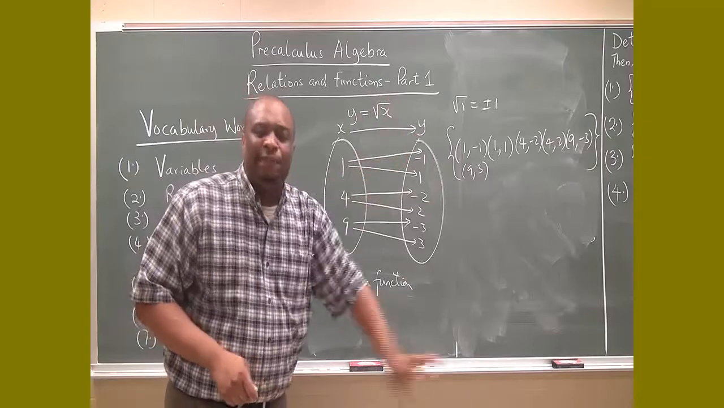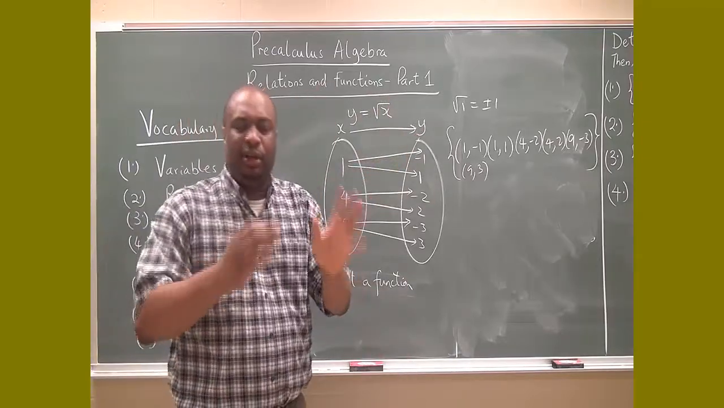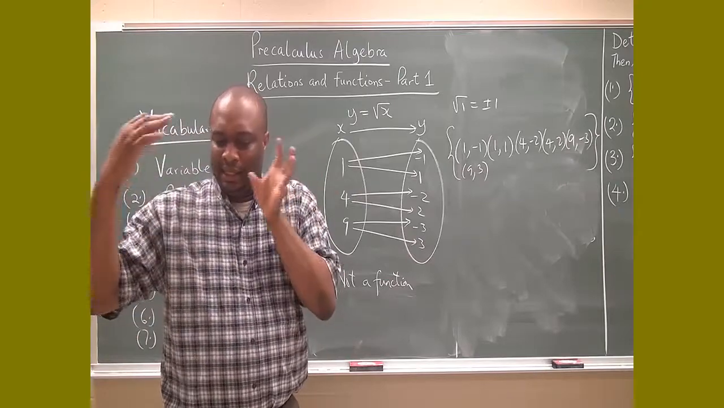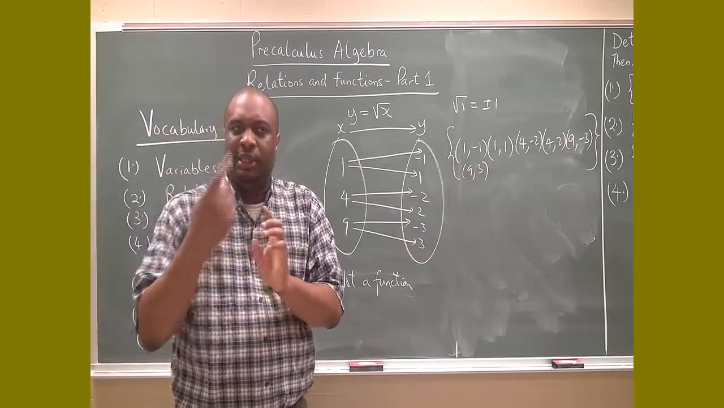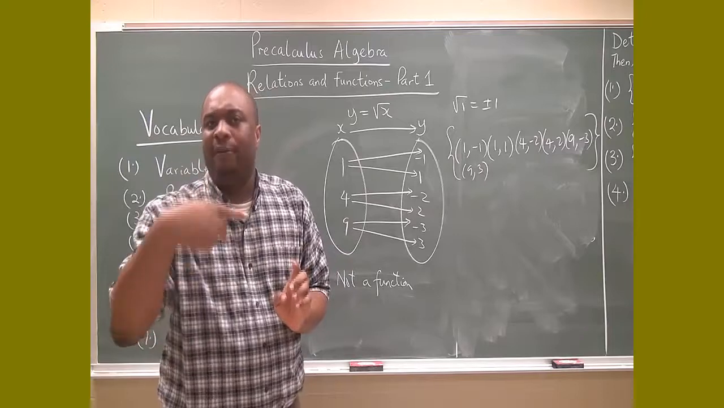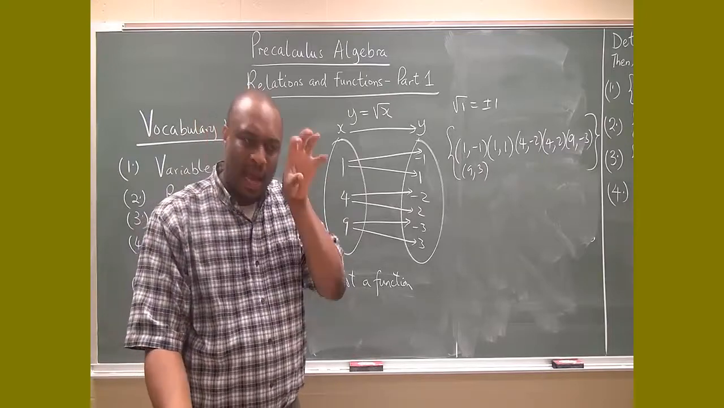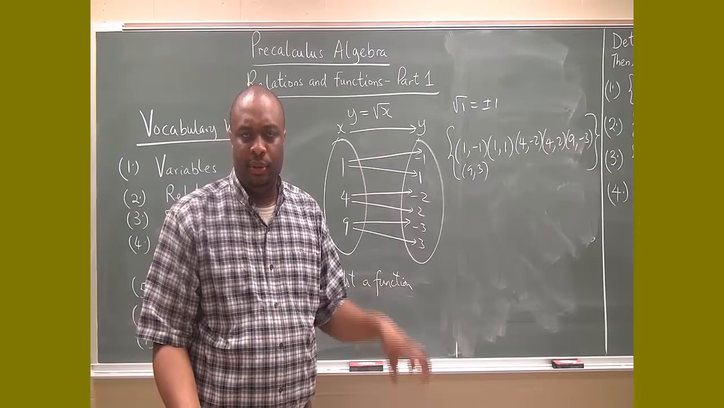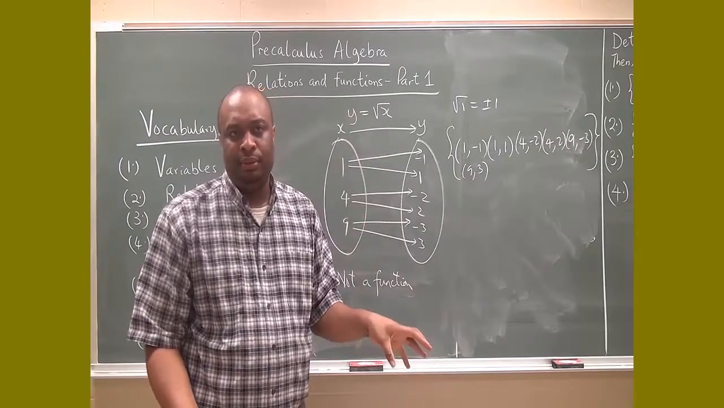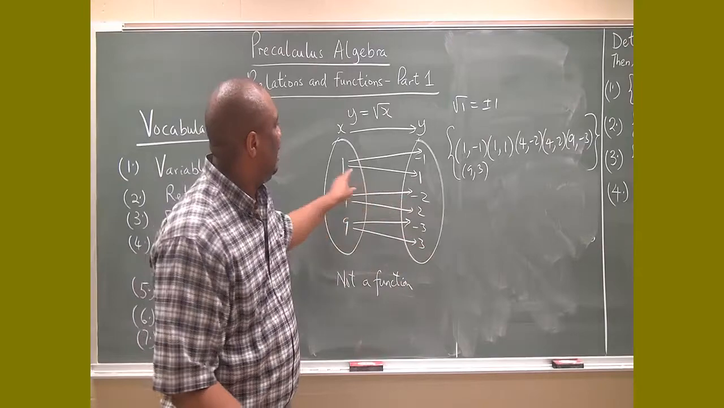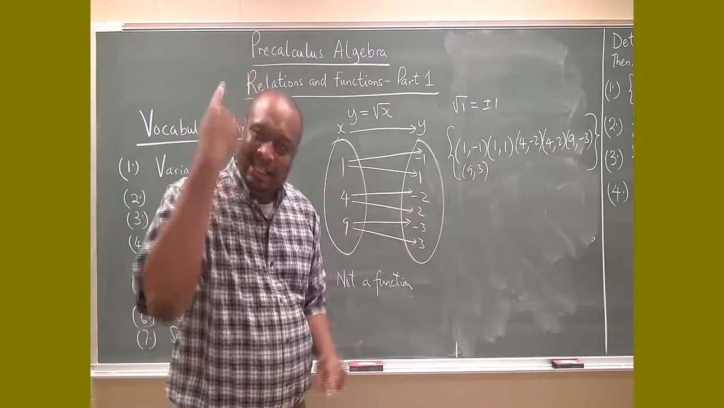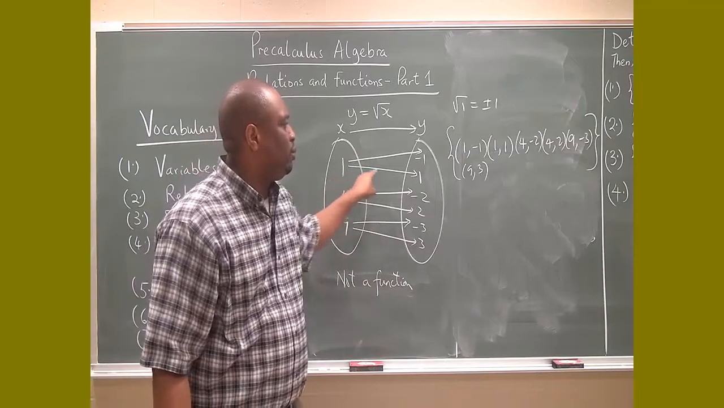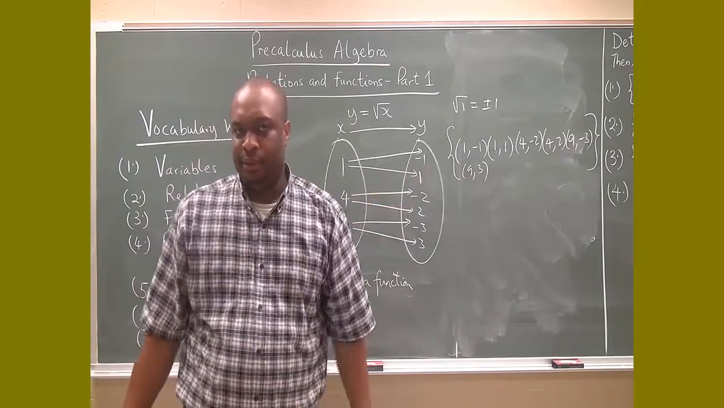So a function is a relation because every input will have an output. But it is a special kind of relation because no input will have two different outputs. Every input will have a unique output, exactly one output. You can also say that every input will have exactly one output. No input will have two different outputs.